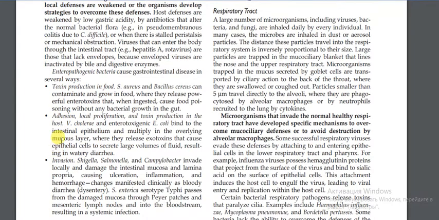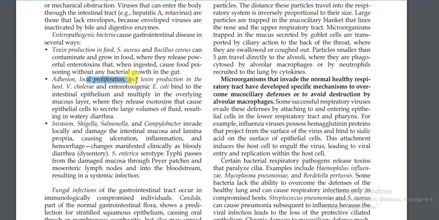Next is adhesion, local proliferation and toxin production in the host. For example, Vibrio cholerae and enterotoxigenic Escherichia coli bind to the intestinal epithelium and multiply in the overlying mucous layer, where they release exotoxins that cause epithelial cells to secrete large volumes of fluid, resulting in watery diarrhea. The pathogenesis of this you will discuss in infectious diseases.